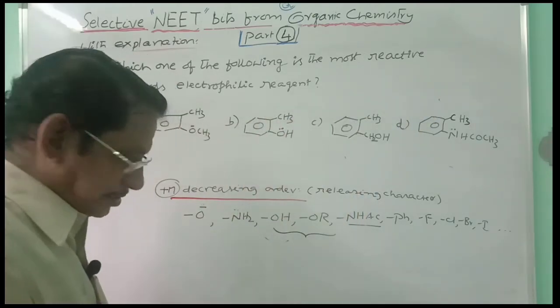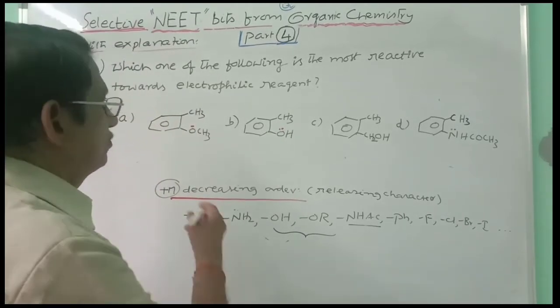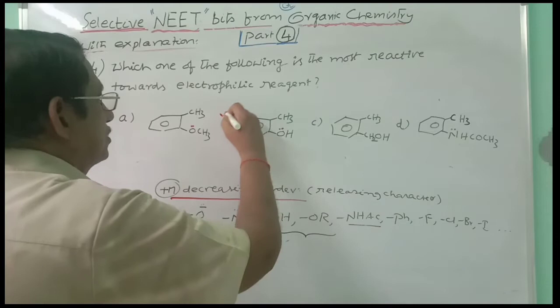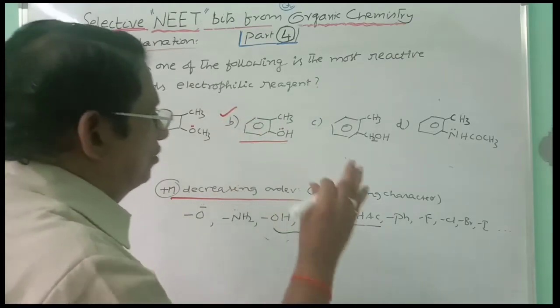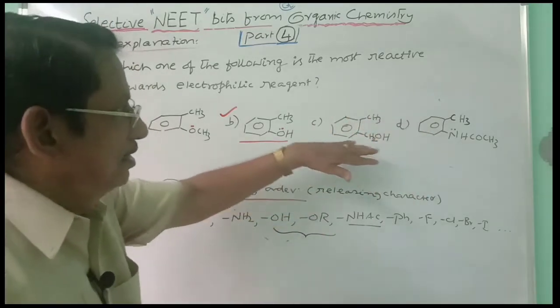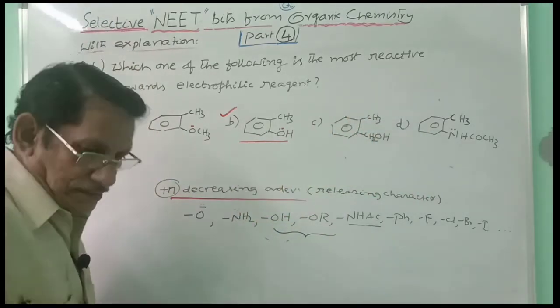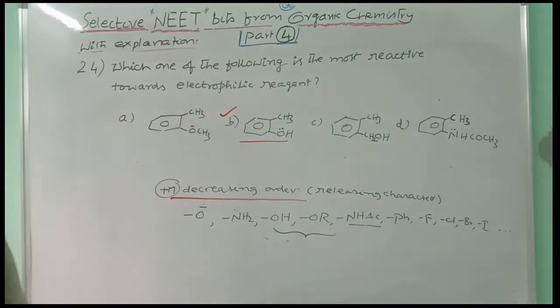So what is the correct answer here, students? What is the correct answer? Out of all these, B bit is the correct answer. It undergoes electrophilic substitution more easily than the remaining compounds. Next to it, OCH3. Next to it, NHCOCH3. Next to it, this is benzyl alcohol. Okay? This is the way you have to get the answer. Next bit.